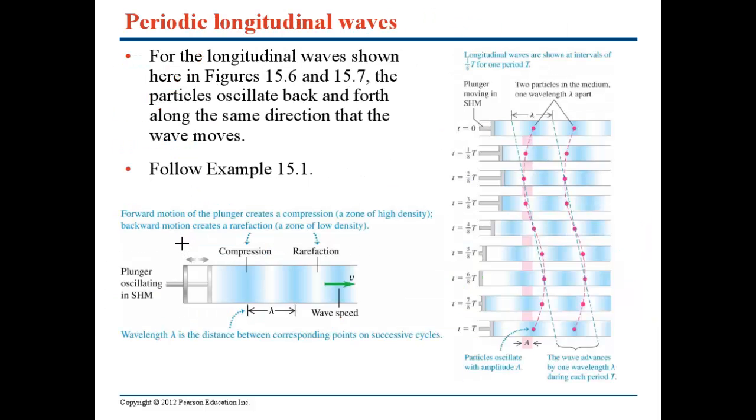We can come up with the same definition for longitudinal waves. If I have a plunger oscillating in a piston in simple harmonic motion, it's going to have regions of compression and then regions of low pressure. The wavelength is the distance from one region of low pressure to the next region of low pressure. The wave propagates in that direction, and the regions of high and low pressure move in that direction.